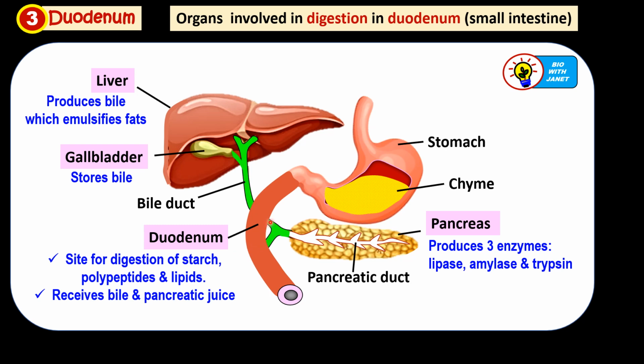Next is the duodenum, which is the site for digestion of the starch, polypeptides, and the lipids. So it receives bile from the gallbladder and pancreatic juice via the pancreatic duct from the pancreas.